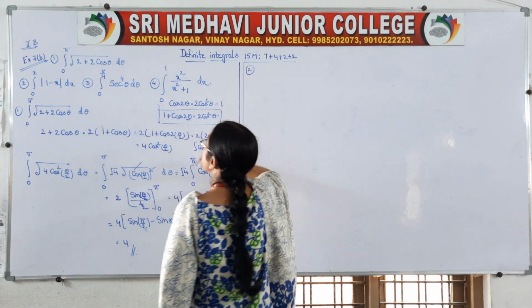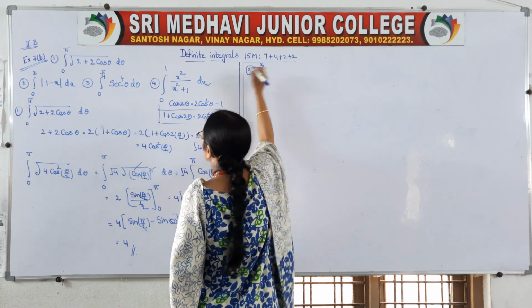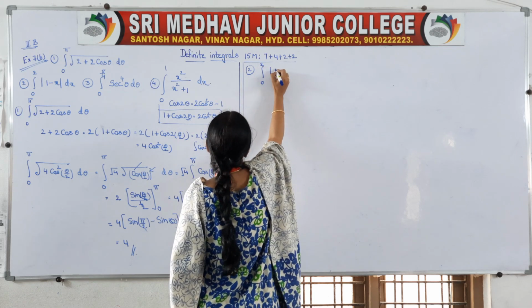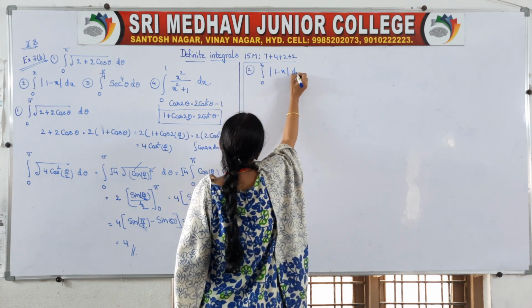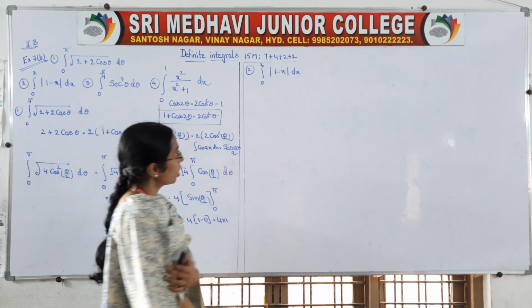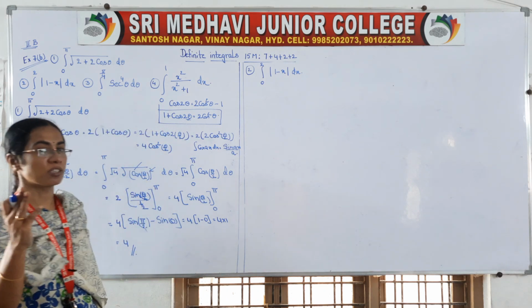Okay, so now come to the second question. What is your second question? Integral 0 to 2, we can take modulus of 1 minus x into dx. Okay, so modulus is there. So whenever modulus is there, we will get 2 values, isn't it?